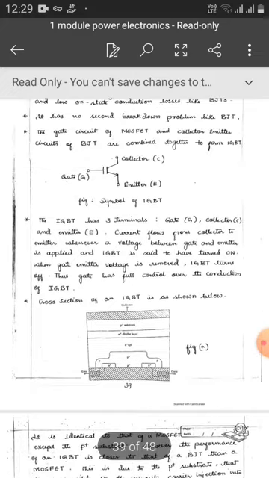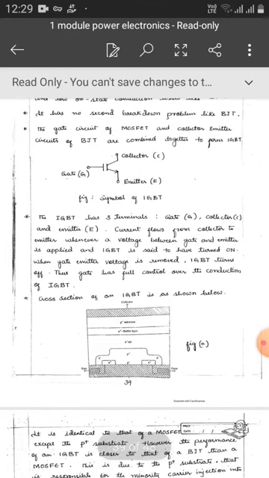IGBT has three terminals. Already all of you know that: gate, collector and emitter. Current flows from collector to emitter whenever a voltage between the gate and emitter is applied. The IGBT is said to have turned on. When the gate-emitter voltage is removed, the IGBT turns off.